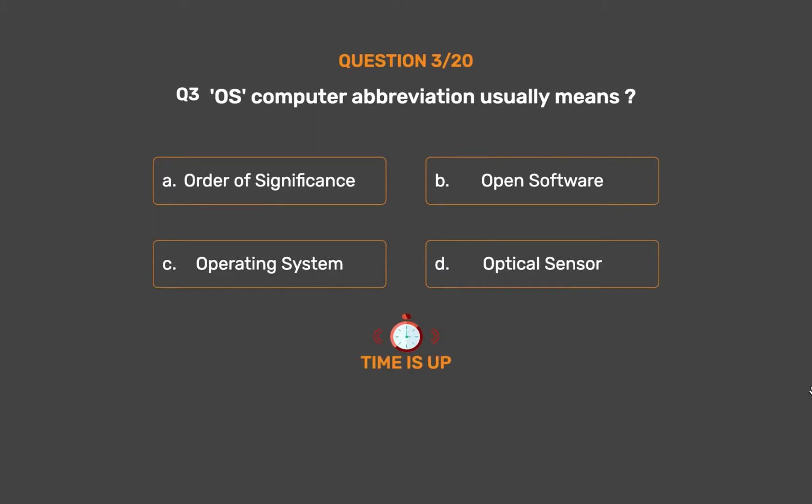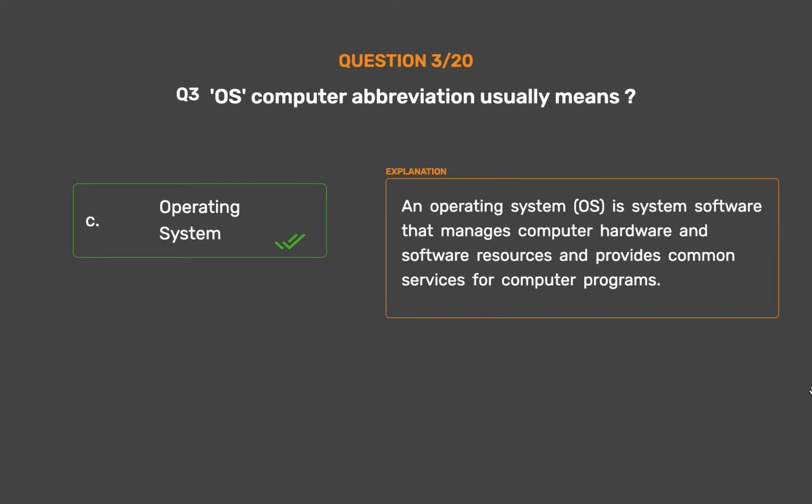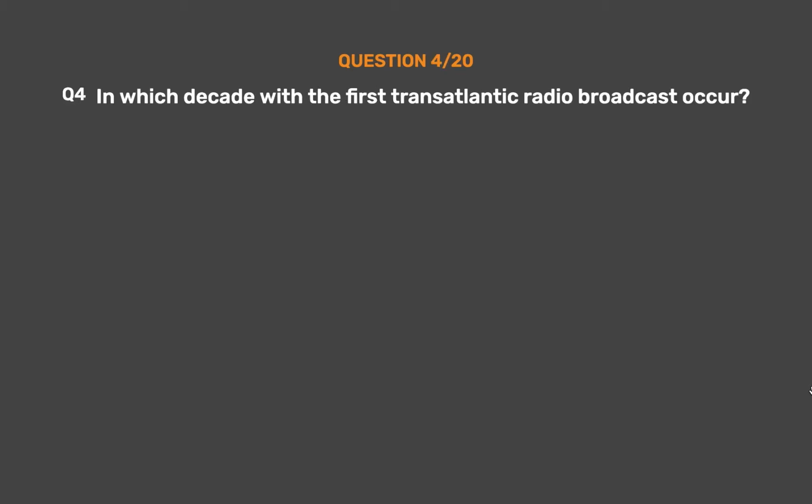The correct answer is Option C. Operating system. An operating system, OS, is system software that manages computer hardware and software resources and provides common services for computer programs. Question number 4.